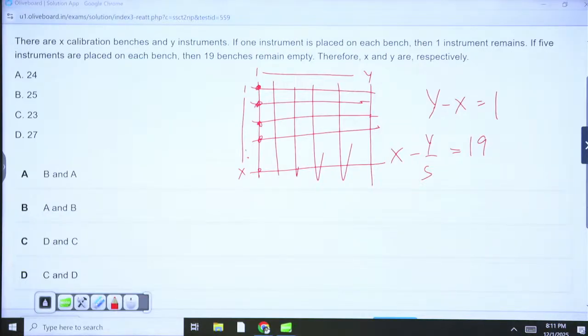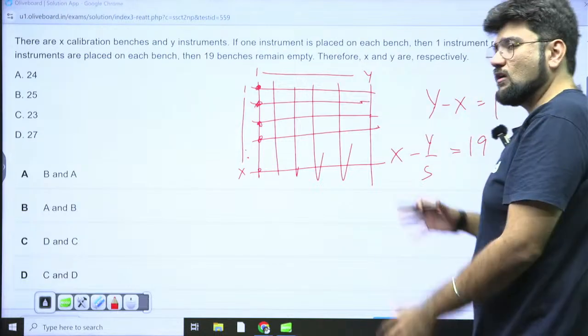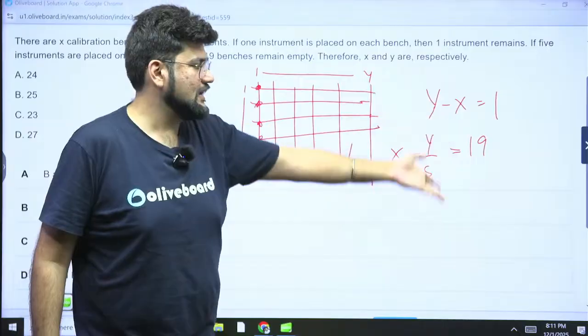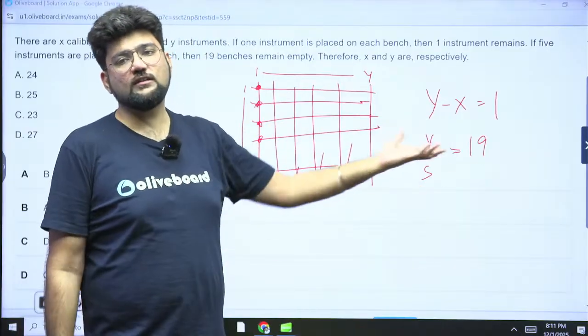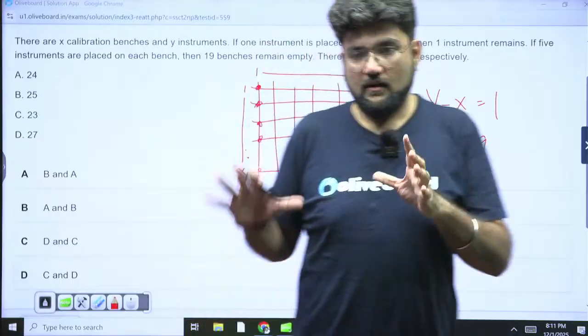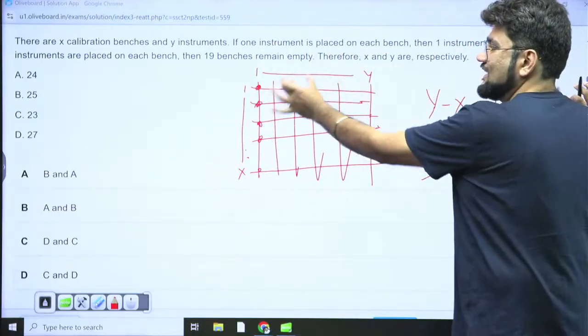This is the crux point of this question. See, if you had to solve this with mathematics by making equations, then what's the point? Why put it in the reasoning section? They are doing this to test your reasoning. Understand? I am making sets of 5 instruments.